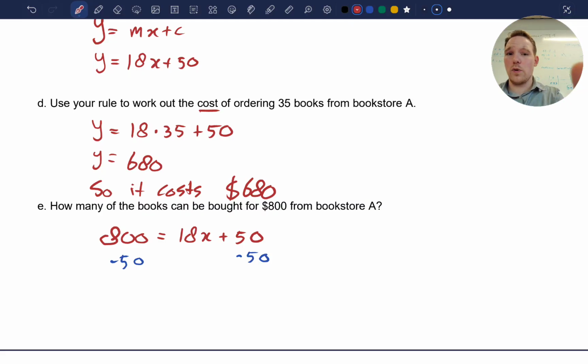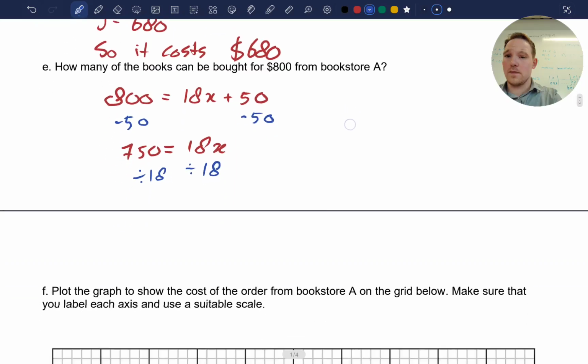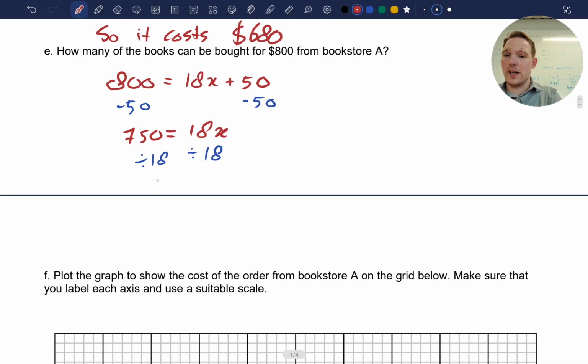And then what we get is 750 is equal to 18x. So divide both sides by 18, very good. Divide by 18. So what we are left with is, well, what is 750 divided by 18?